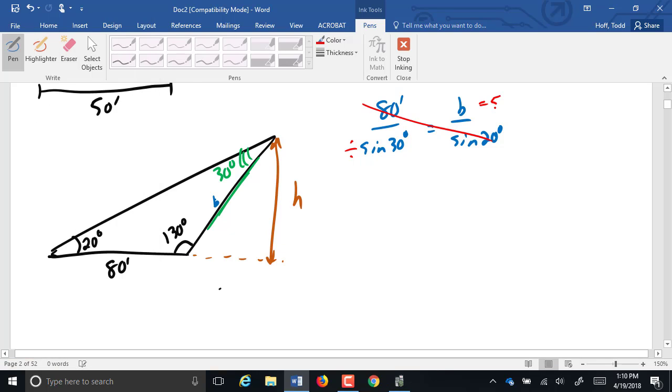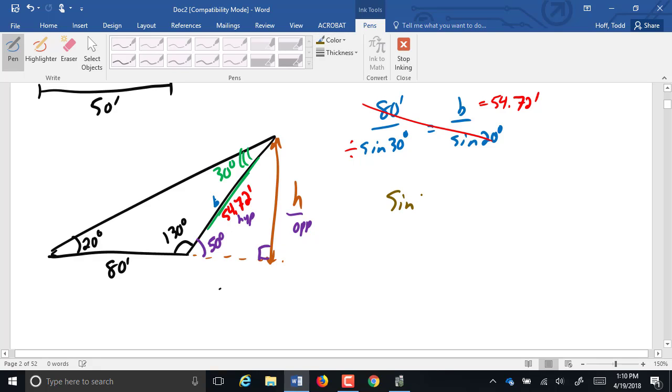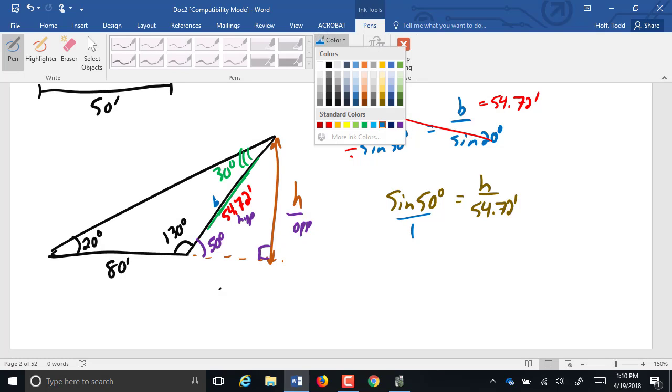54.72 feet. So this is 54.72 feet. We know this angle here is how much? 50 degrees. So H, that's the right angle, H would be the opposite side. 54.72 is now the hypotenuse, which is a sine. Sine of 50 degrees equals H over 54.72 feet. Put that over 1, and we will cross multiply and divide.